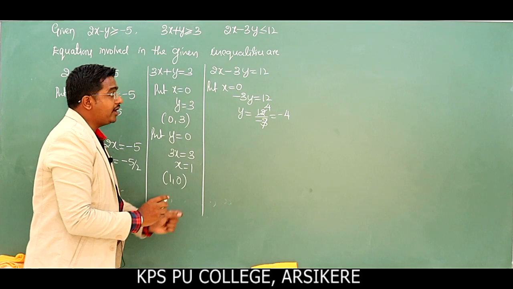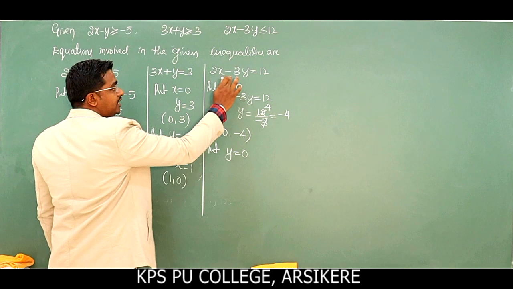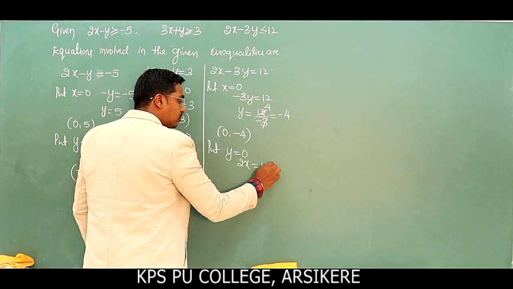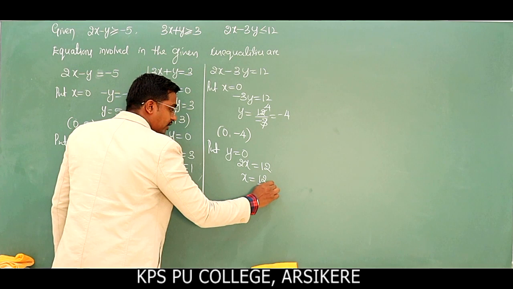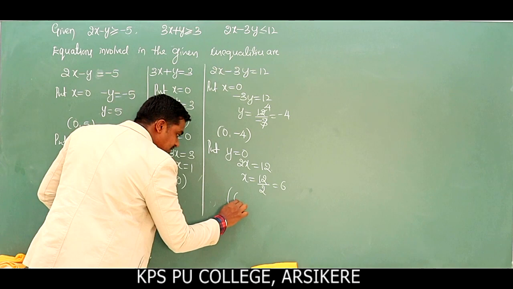Clear? Okay, next. Now put y equal to 0. 3 into 0 becomes 0. In the remaining terms, 2x is equal to 12. So 2x is equal to 12 means x is equal to 12 divided by 2, that becomes 6. Then the corresponding point is x equal to 6 and y equal to 0. The point is 6 comma 0. Clear? 6 comma 0.